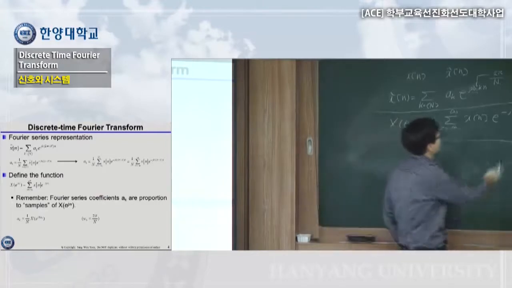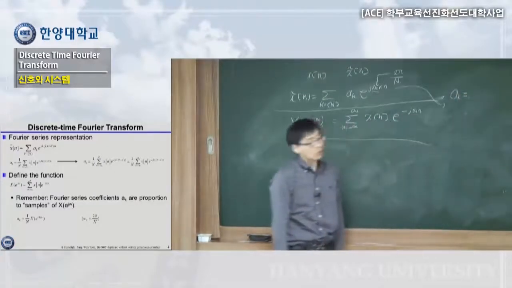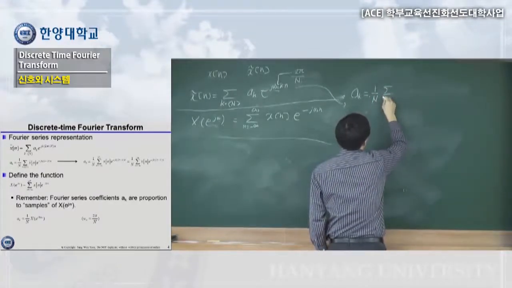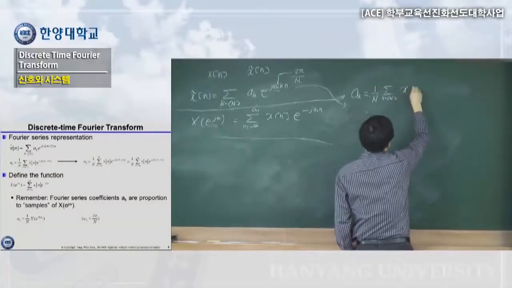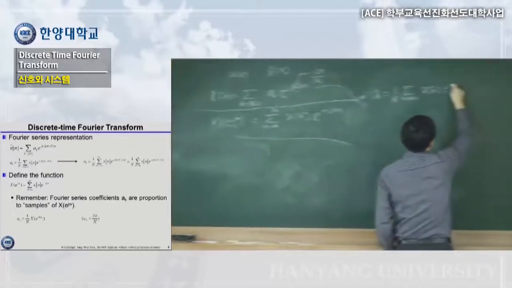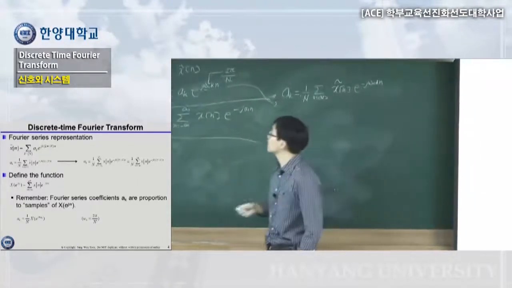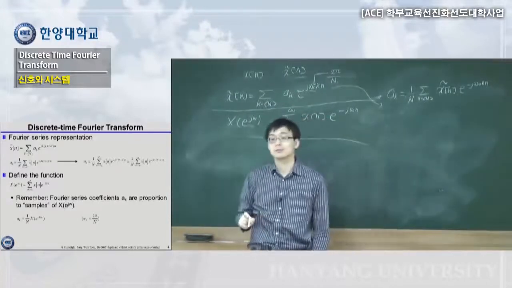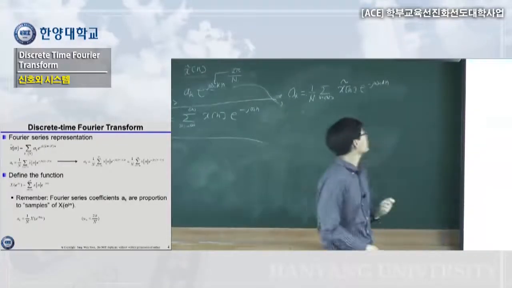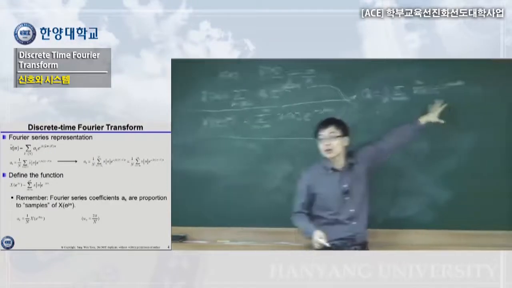And let's have a trick on this. What is a_k? We have a_k equal to 1 over N, the sum over a period of x[n] e^(-j omega_0 k n). In here, x[n] should be tilde because tilde is the periodic function, which you can see here. This is the definition of the Fourier series coefficient.